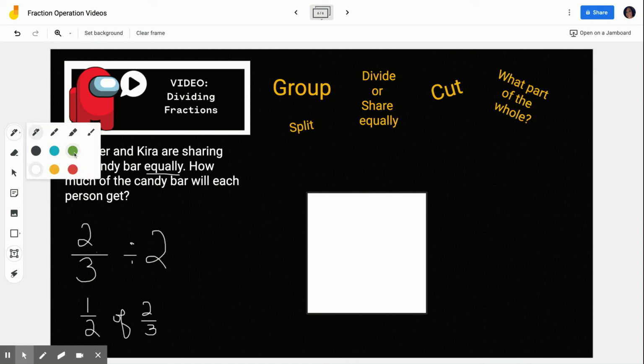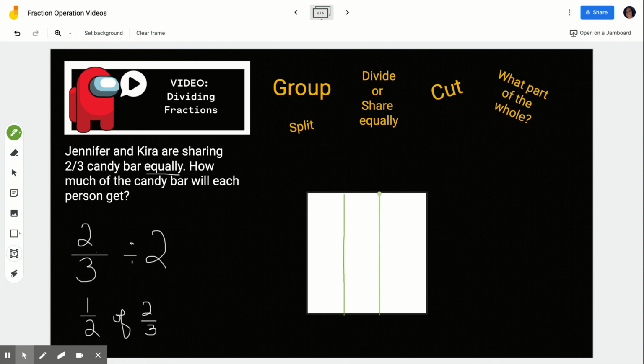So let me grab a different color here, and I'm going to draw our model. So if this was our candy bar, I'm going to break this candy bar into thirds because Jennifer and Kira are sharing 2/3 of it. So 1/3, 1/3, 1/3, and I'm going to go ahead and color 2 out of 3 of these to show how much candy bar we're starting with.